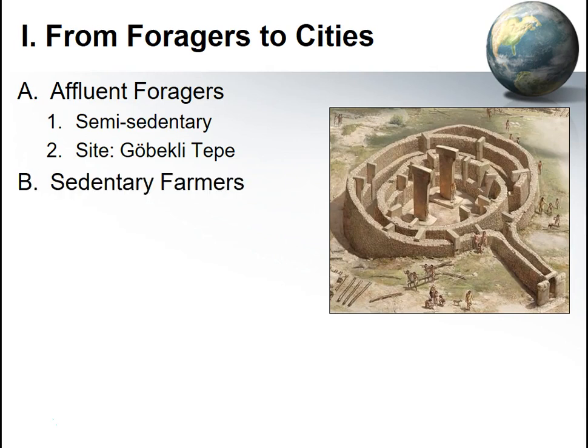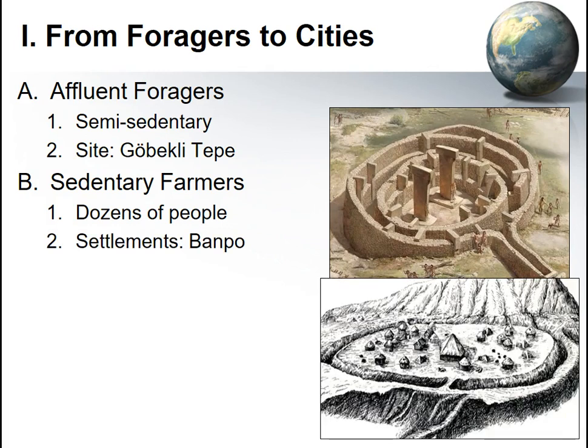Then when we get to the Neolithic Revolution, we start to see the first sedentary farmers. These people are living in communities of about a dozen people. Now, notice they're not significantly bigger than the groups of affluent foragers, but the big difference is they don't move anymore. An early settlement of sedentary farmers is depicted in this drawing, a sort of imagining what Banpo in East Asia, in what is now China, might have looked like.